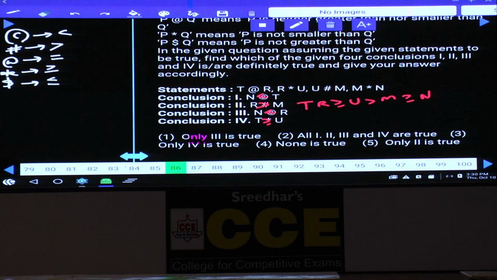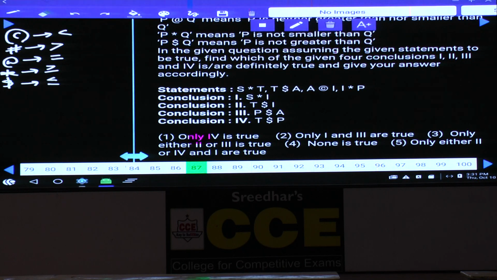Now between T and N, T greater than N is true, N lesser than T is also true. R and M: between R and M only greater than is the symbol which is common, hence R greater than M is also true. R and N: R greater than N is true, N lesser than R is also true. Then what is the next one we have? 1, 2 and 3. Choice 2 is the answer, because we do not have any choice like only 1, 2 and 3. Hence choice 2.